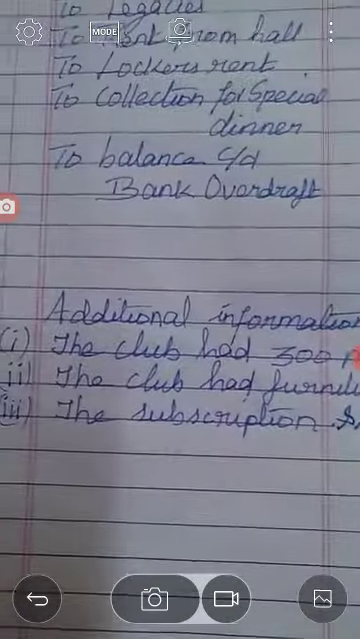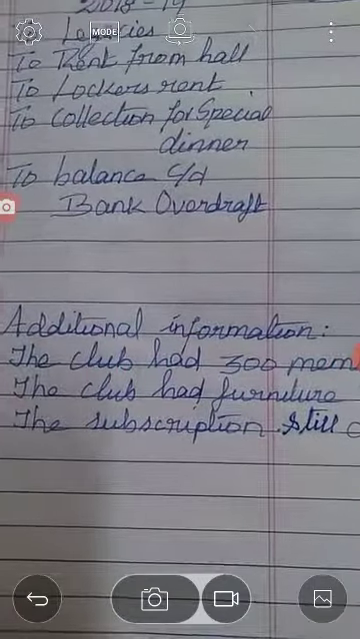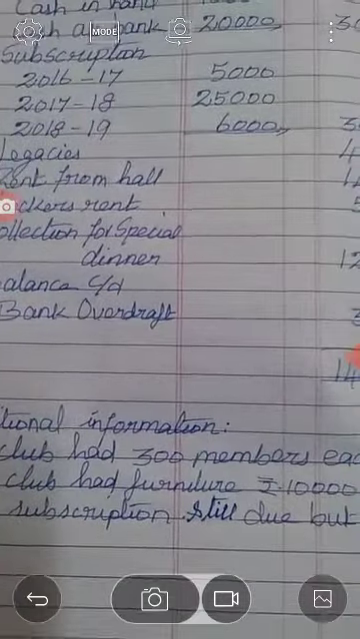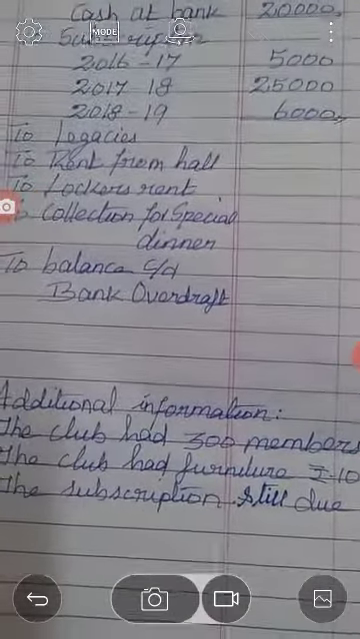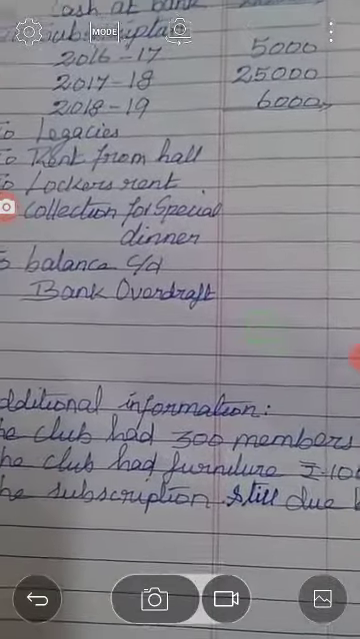Here the capital fund is not given in the sum, so you have to open an opening balance sheet. You have to prepare the opening balance sheet in order to find out the capital fund. In this sum the capital fund is not given, so we have to find it out.